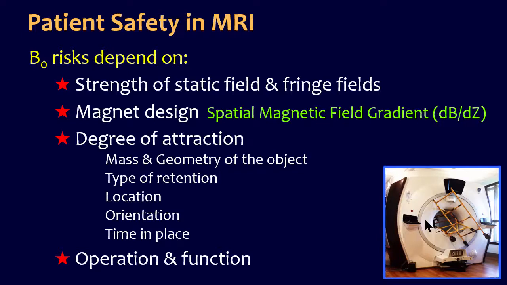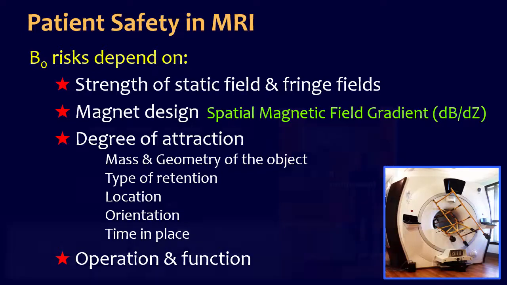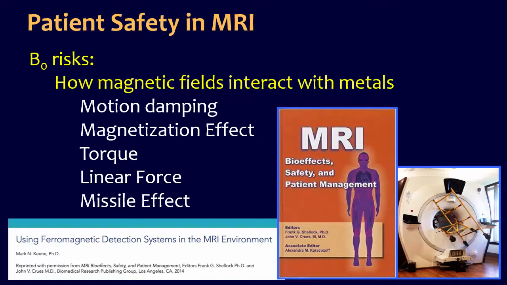And so now we're taking a closer look at this, and it's even coming into the conditions for medical device manufacturers. The degree of attraction is dependent on many things that you see there: mass and geometry, how it is retained in the body, what kind of tissue it is in, where it is located in the body, whether it is near a large vessel or on the periphery, and how long it has been there. We also have to take into consideration the operation and function of something. If you have a medical device, for example, that is held in place by a magnet, then that could make it obviously more dangerous.